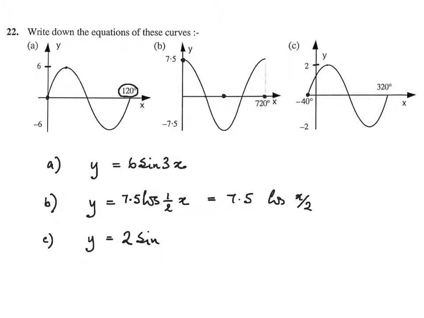Now, there's a problem with this one. If you look at diagram A again, the sine graph should start at 0 degrees, but this one starts at minus 40 degrees. It means the graph has been shifted to the left by 40 degrees. Now, how do we express that then? A graph has been shifted to the left by 40 degrees. Well, it means that we have the equation y equals 2 sine bracket x plus 40 degrees.